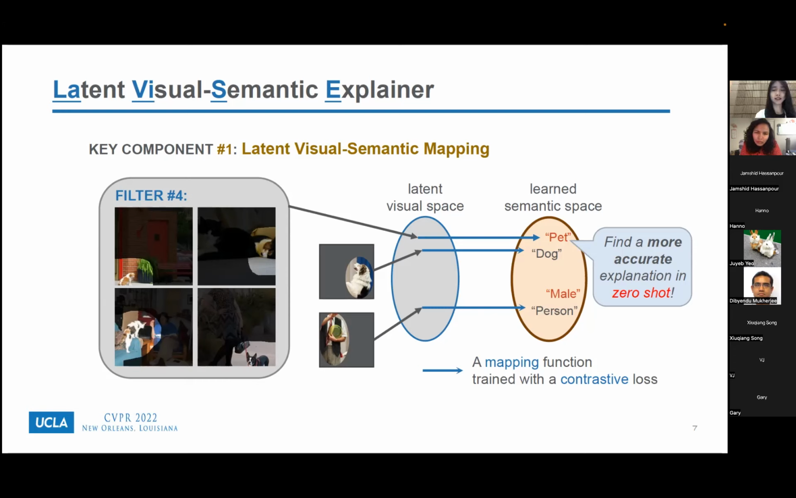I had animations here, but since we are using PDF, I cannot show the animations to you. With this mapping function and the learned semantic space, LaVice is able to find more accurate explanations for any given filter, even if the concept is not labeled for the image dataset.